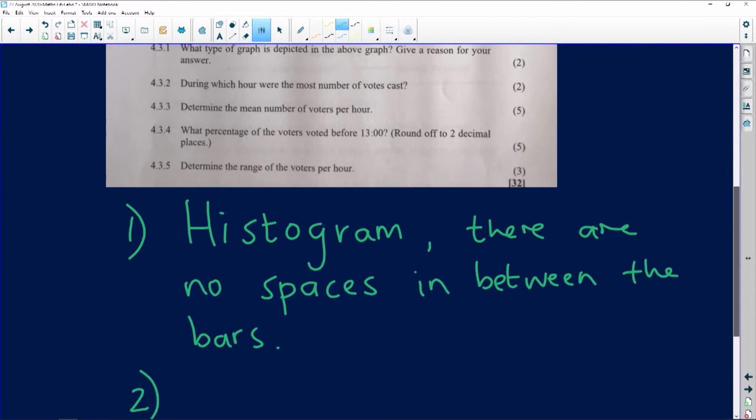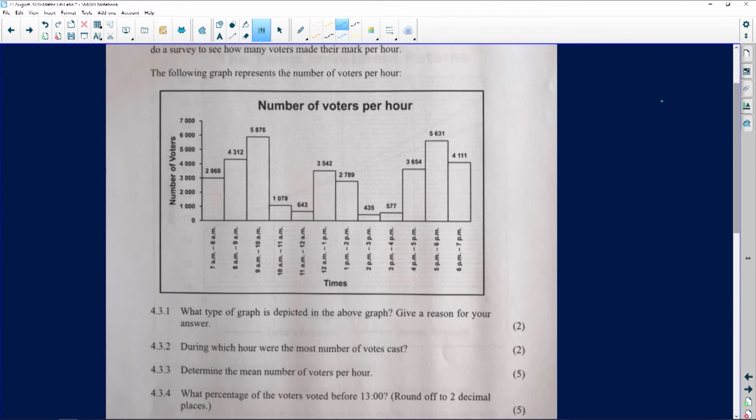So that's why I said to you, know the rules. Know the different types of graph. What makes this graph this? What makes this graph that? Okay? Number two says to us, during which hour were the most number of votes cast? Let's look at that and see how we are going to put that. So for me, automatically, this bar is high and this bar is high. So what would I do? I'd look at the two bars and compare them. Automatically, that becomes a higher one. So the question says to us, determine which hour.